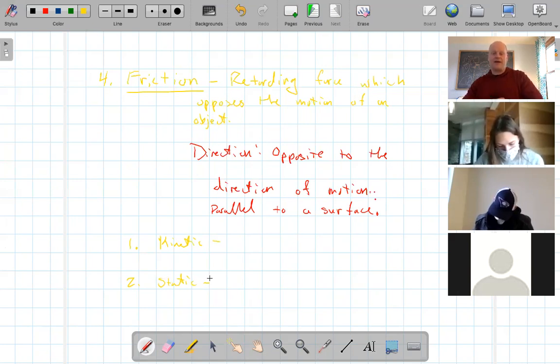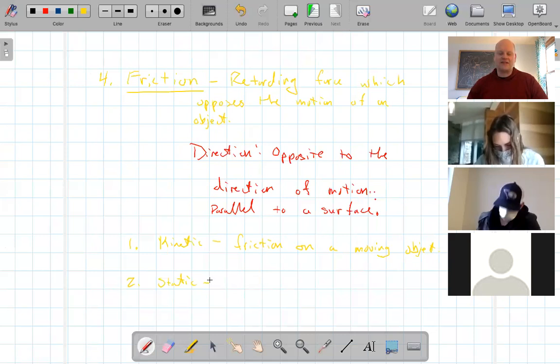So what does kinetic mean? Kinetic is the type of friction for an object which is moving. So this is the friction force on a moving object. Static friction, what's static friction? We have to be a little bit careful here. It's a friction on an object which is not moving.